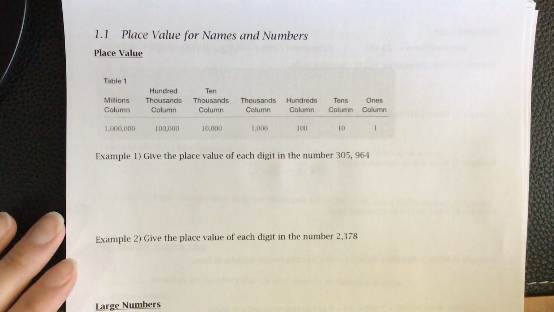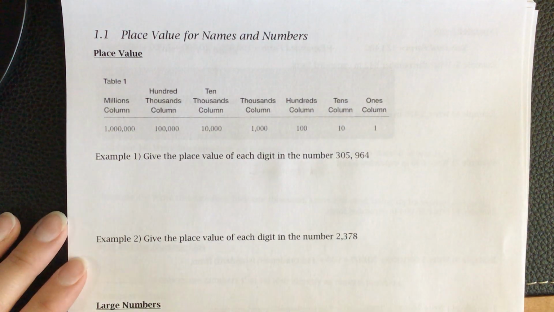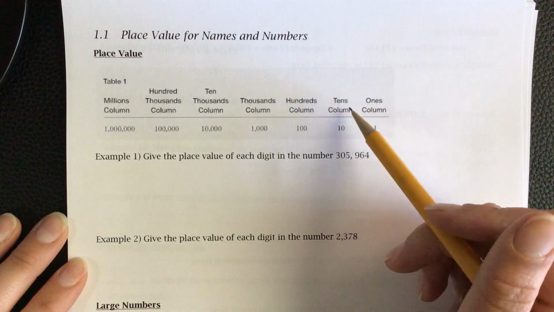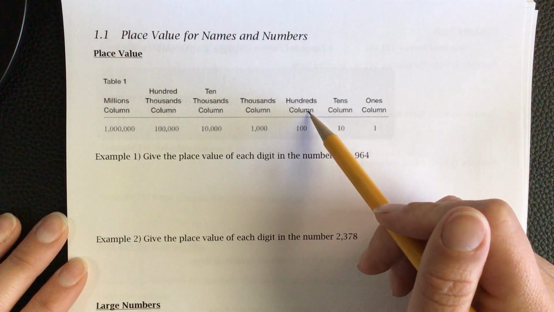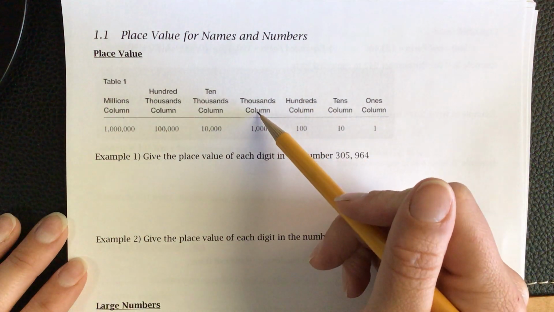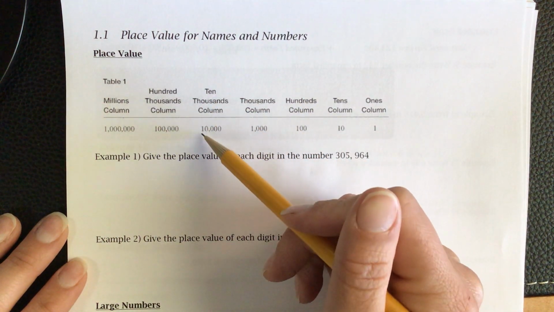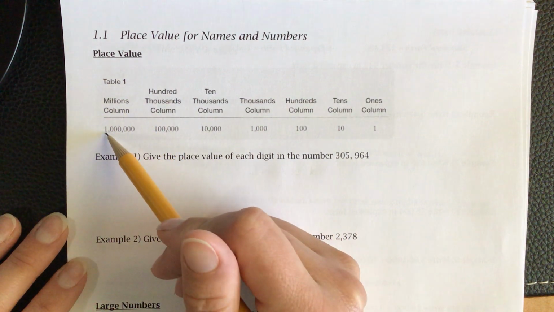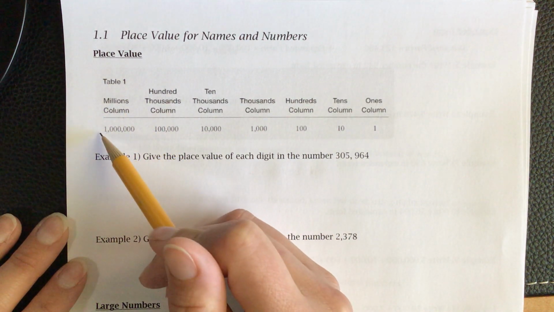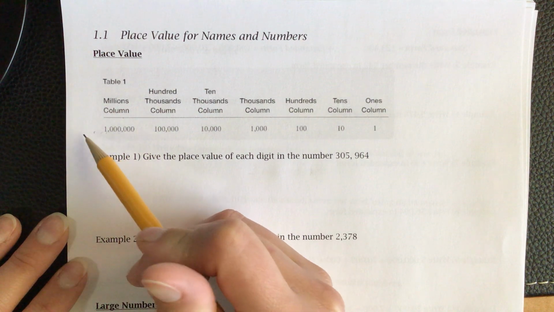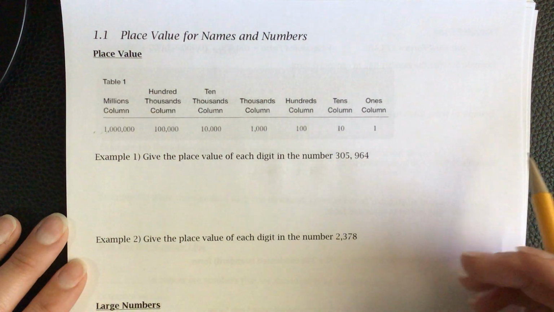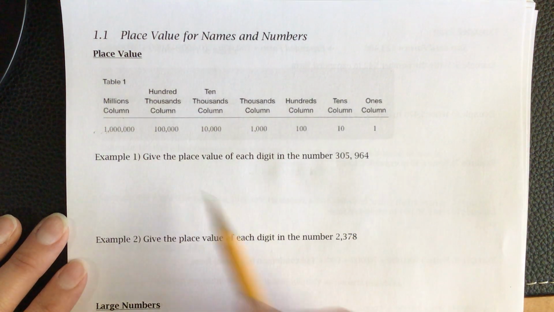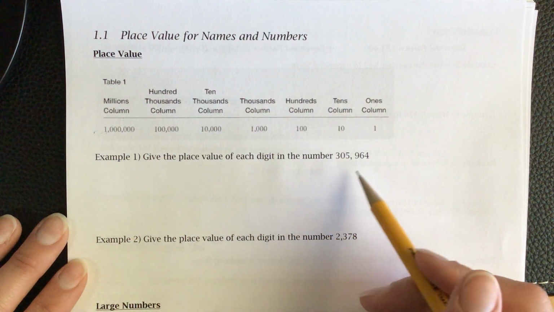Okay, this is 1.1, place value and names and numbers. You have the ones column, the tens column, the hundreds column, the thousands column, the 10,000s column, the 100,000s column, the millions column. Then you would have the 10 millions, the 100 millions, the billions. The columns continue. We're going to focus on these in this chapter. We're going to give the place value of each digit in a number.